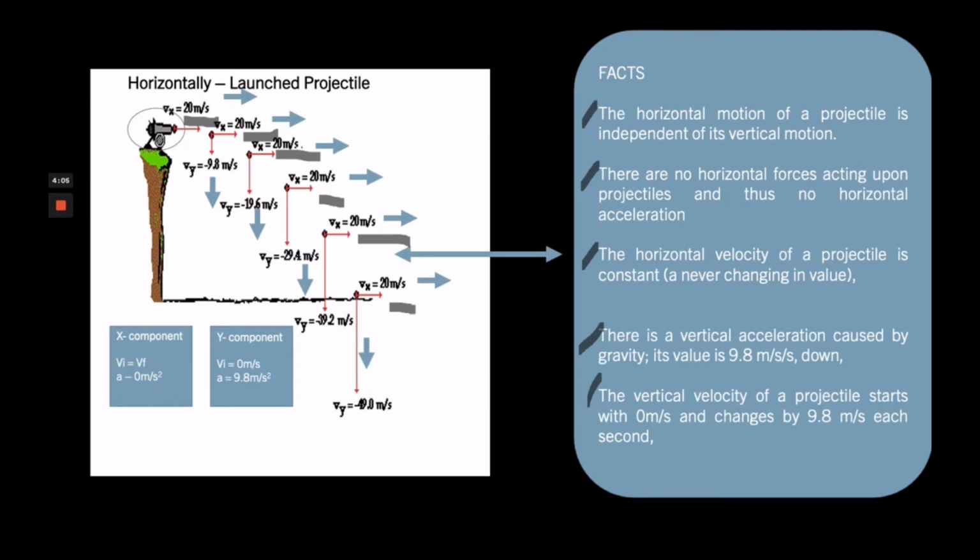So, what can you infer from this? It is very important to note that for our x component, our initial velocity will be the same as our final velocity. Therefore, our initial velocity is equal to our final velocity. Second, there is no horizontal acceleration. Therefore, our acceleration for the x component would be 0 meters per second squared.